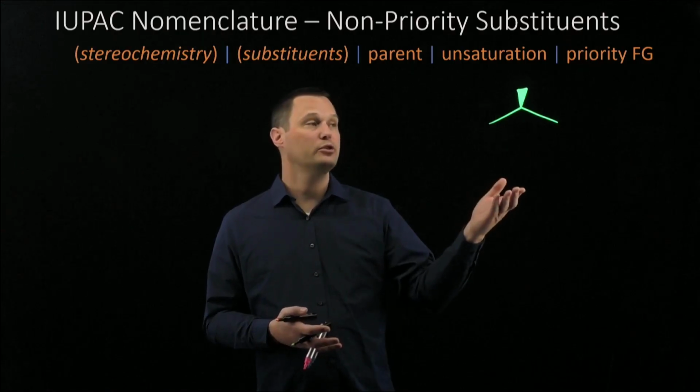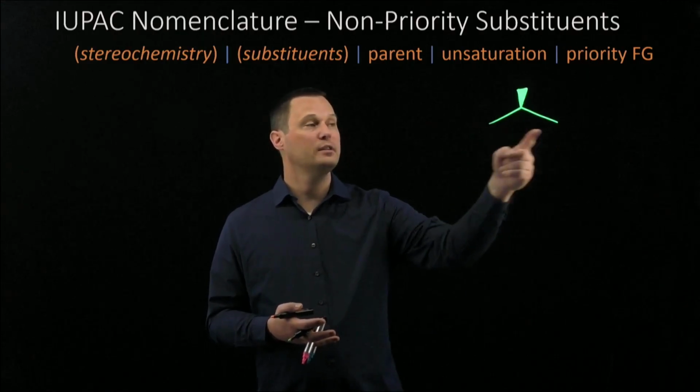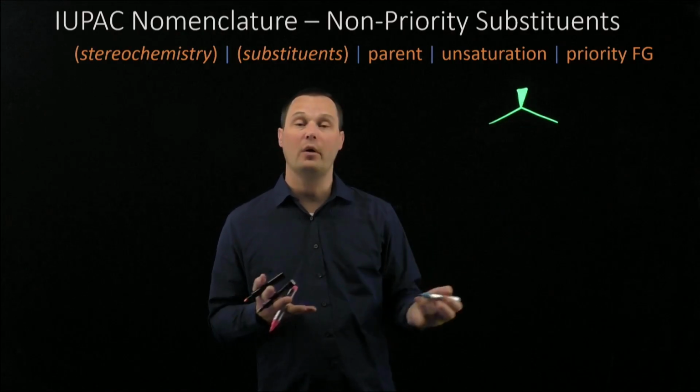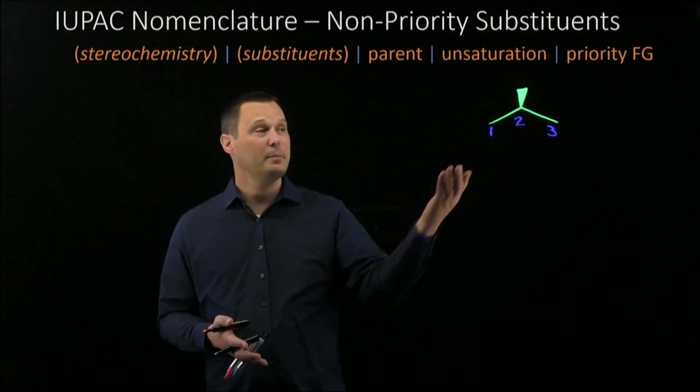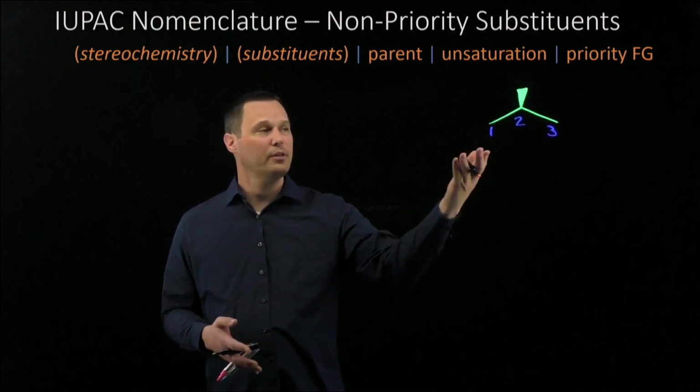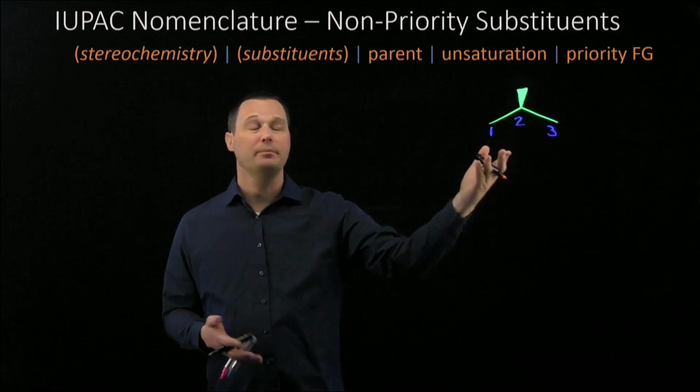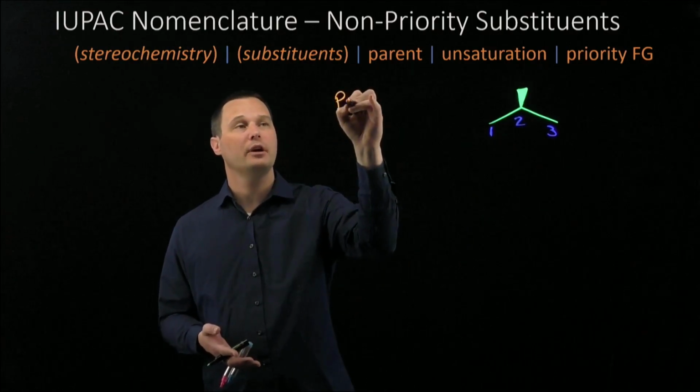There is no priority functional group in this molecule, and whether we number right to left or left to right, the substituent will always be at carbon number 2, so we'll keep it simple and number left to right. The next step is to name the parent hydrocarbon. There are 3 carbons in the longest consecutive chain. The parent name for our 3-carbon hydrocarbon is propane.